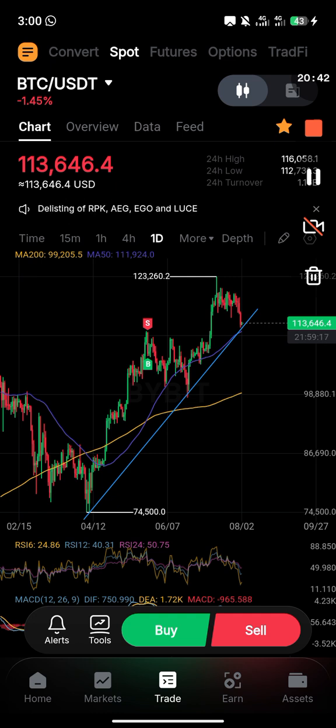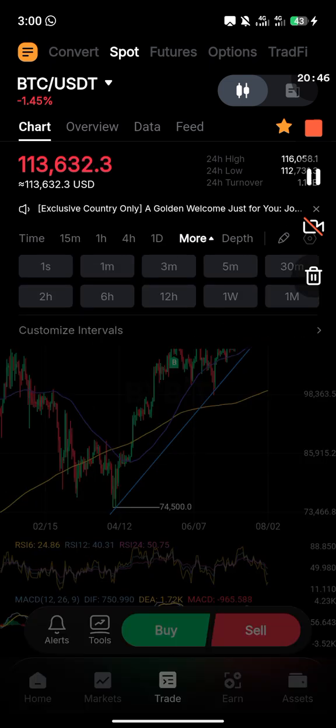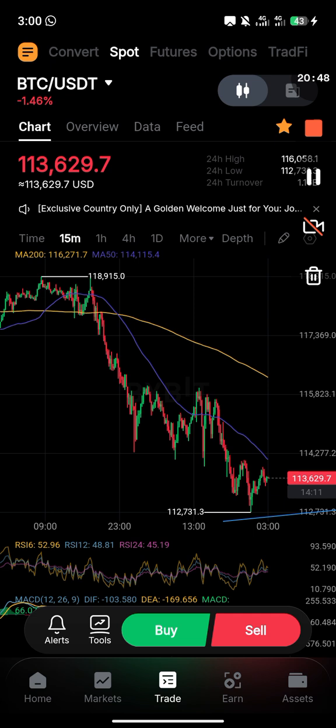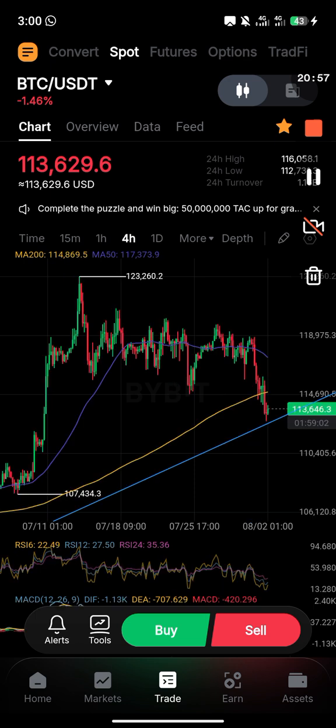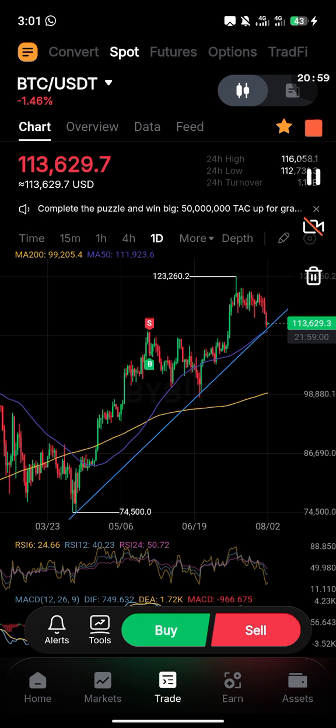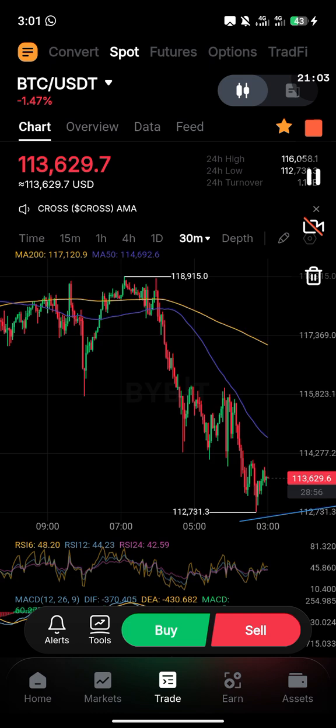What's the meaning of 15 minutes, 1 hour, 4 hours, 1 day? We have more time frames here too. This one is saying the progression of the candle: in 15 minutes, this is what has happened. In 1 hour, this is what has happened. In 4 hours, this is what has happened. In one day, this is what has happened. We can also have 30 minutes here. That's just the meaning of that.